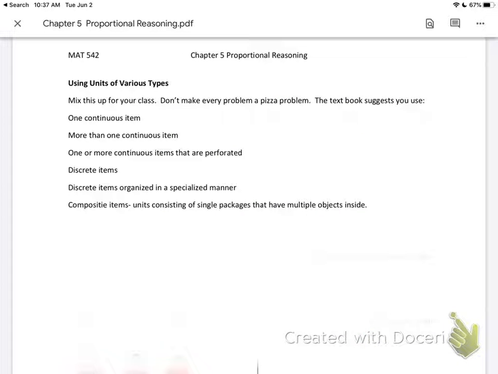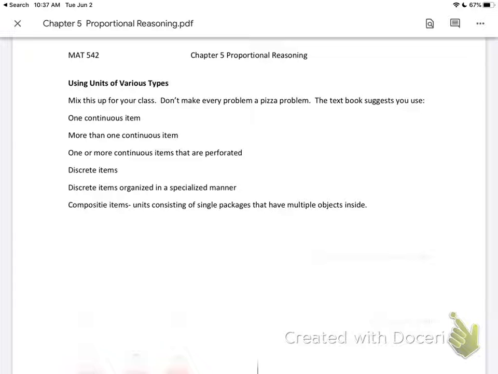Okay, using units of various types. So key thing is mix this up. Don't make every problem a pizza problem. And the textbook suggests that you can use one continuous item like a pie, more than one continuous item, multiple pies, one or more continuous items that are perforated. So the example would be like a candy bar. Discrete items like the candies we just talked about. Discrete items organized in a specialized manner. That could be like eggs in a carton or little candies in a candy box.